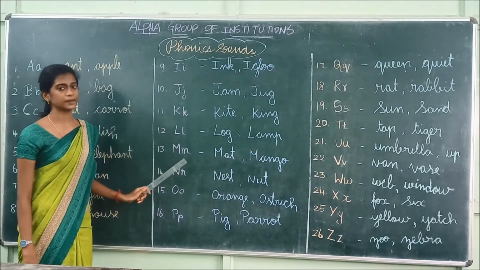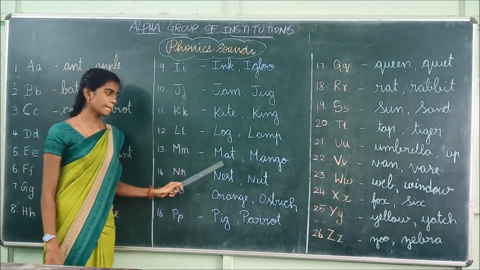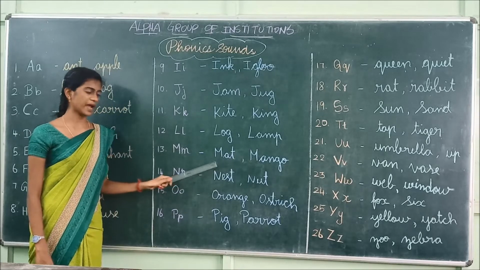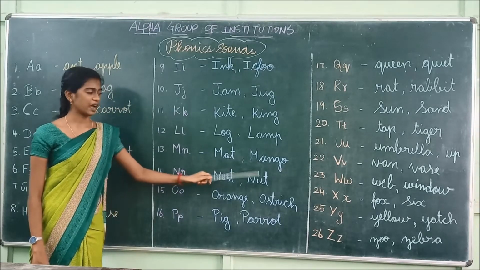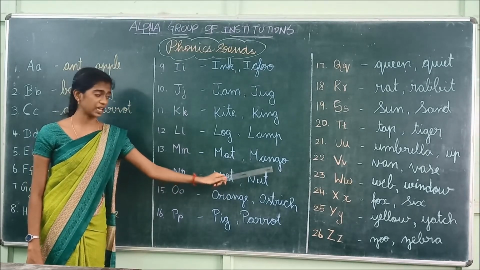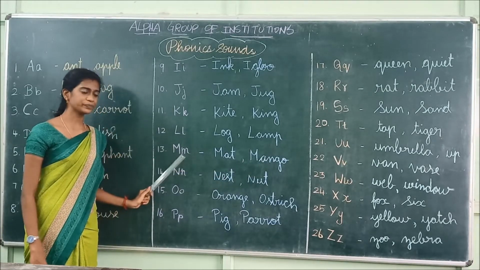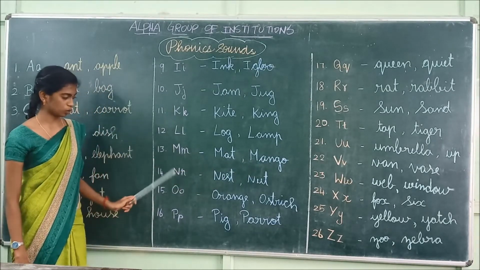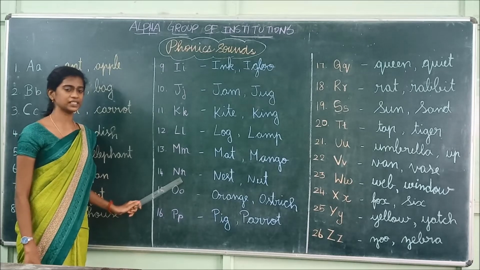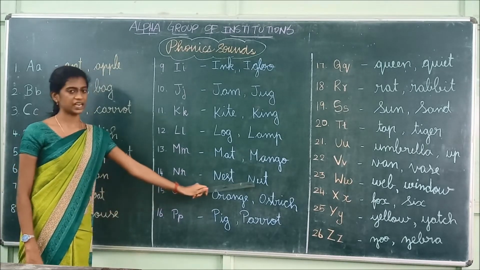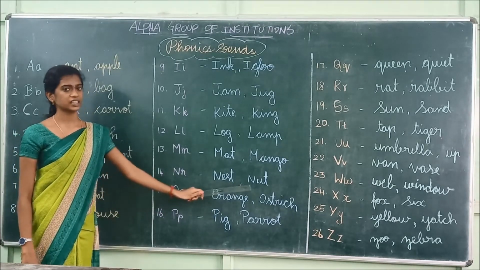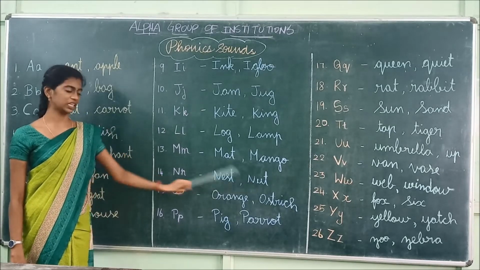And next one is M, okay, M. So mat, mango. Mat, M-A-T, mat. And this one is mango, M-A-N-G-O, mango. In sound, okay, mat, mango. The next one is N, okay, N sound, N. Nest, nut, N-E-S-T, nest. This one is nut, N-U-T, nut.